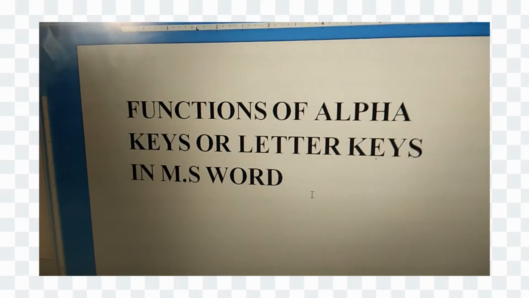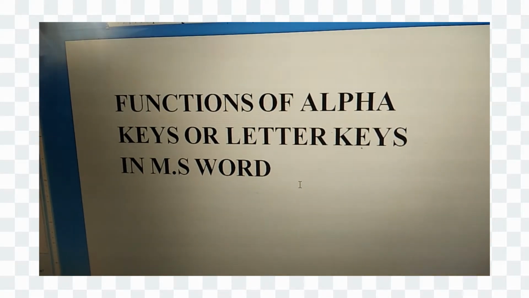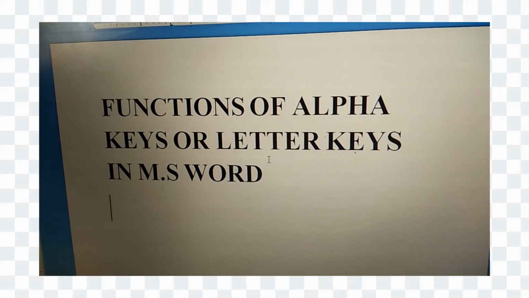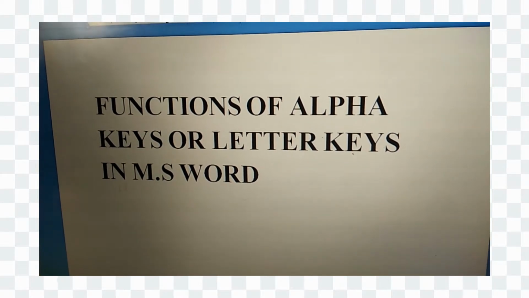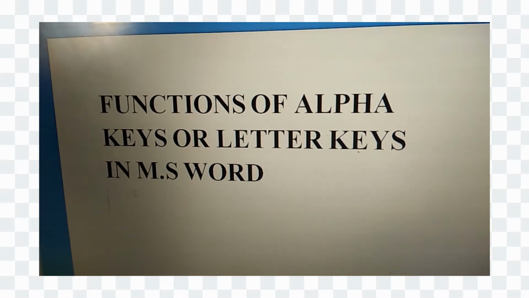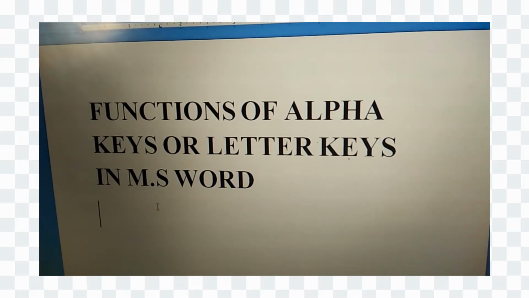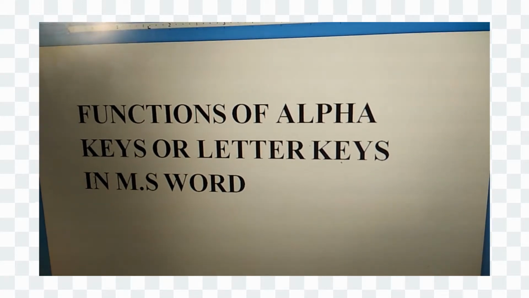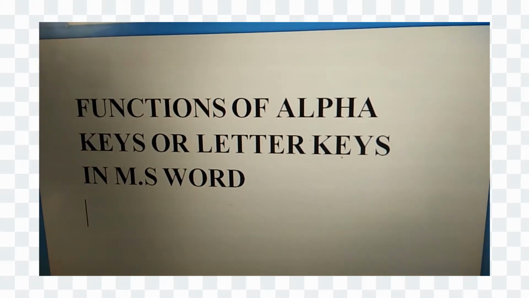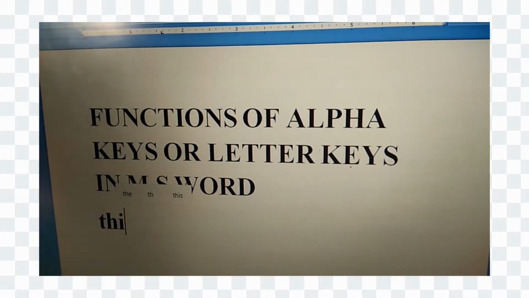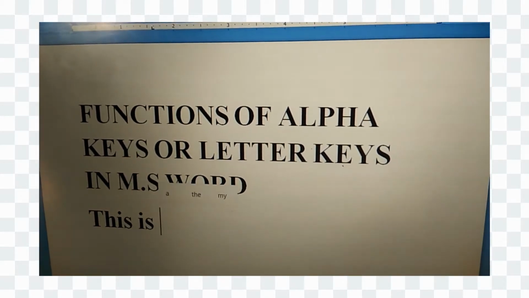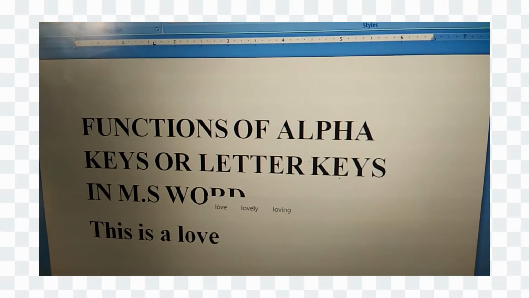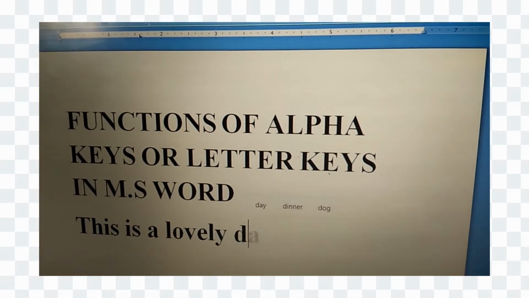Today I've decided to take us on ICT, and on ICT we'll be looking at functions of alphabet keys or letter keys when you're using MS Word. So we're going to start from Ctrl plus A up to Ctrl plus Z. So let's get started. For example, you're typing "This is a lovely day," and I'll use shortcut. This is a lovely day.